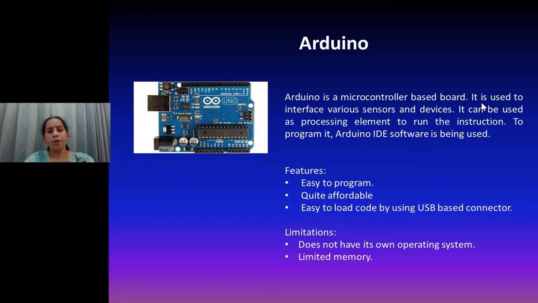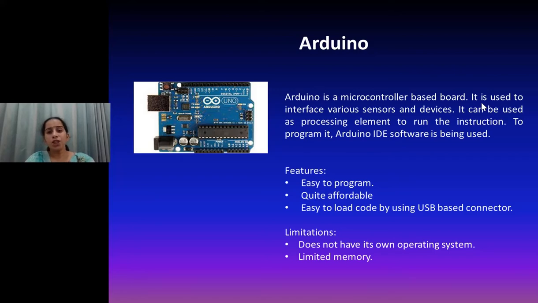Second is the Arduino board. Arduino is basically a microcontroller based board. It acts as the interface between the sensor and the device. It takes information from the sensor, processes that information, and instructs the device accordingly, whatever instruction it wants to give. Why have I picked Arduino? Because it's very easy to program. It's quite affordable, and it is very easy to load the programs. It's very easy to handle Arduino basically.